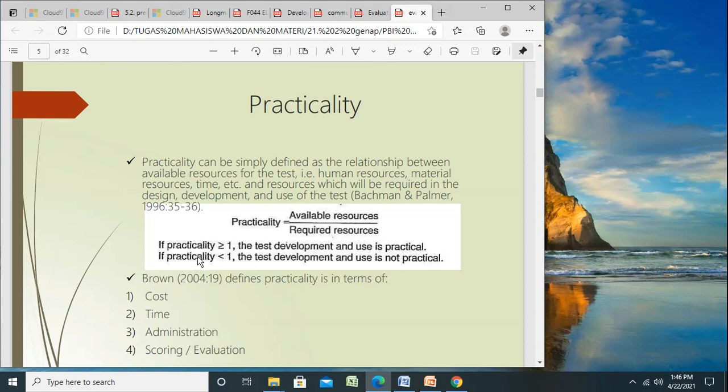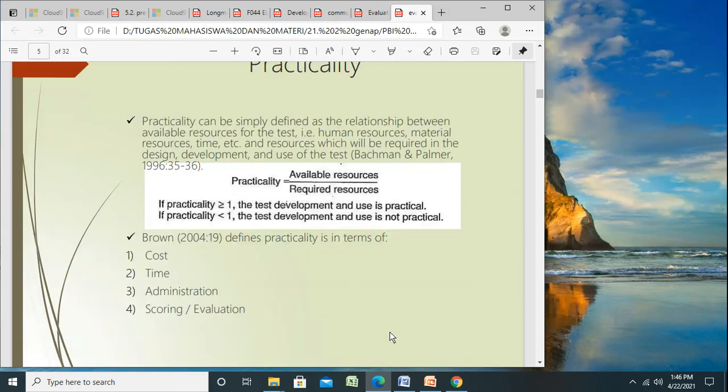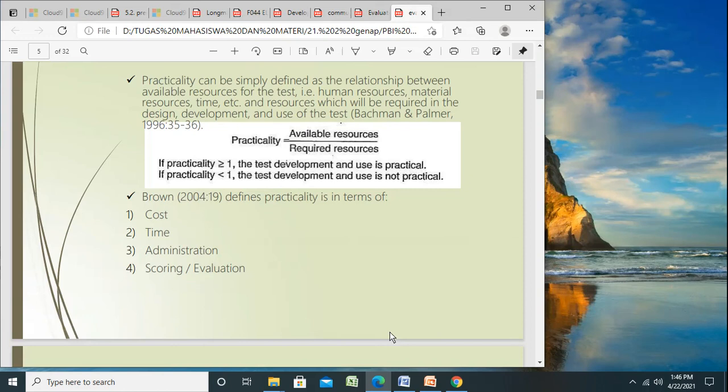But if the practicality is less than one, you can say that test development and use is not practical. So you have to measure the available resources, divide by the required resources, and look at the result. If more than one, it is practical; if less than one, it's not practical. It's like that. Based on Brown, in his book published in 2004, page 19, practicality is defined in terms of cost, time, administration, and scoring and evaluation.